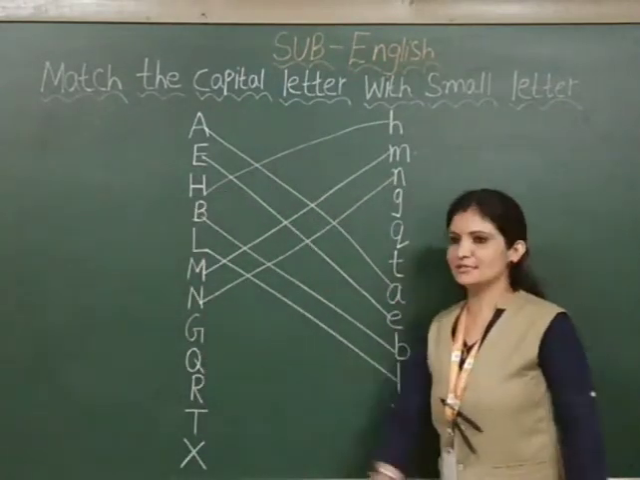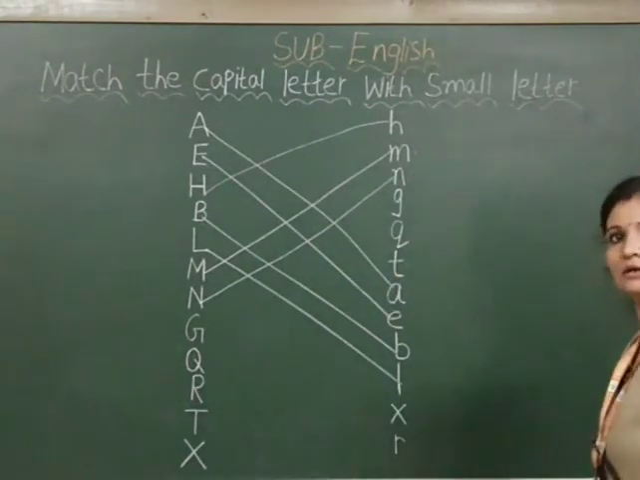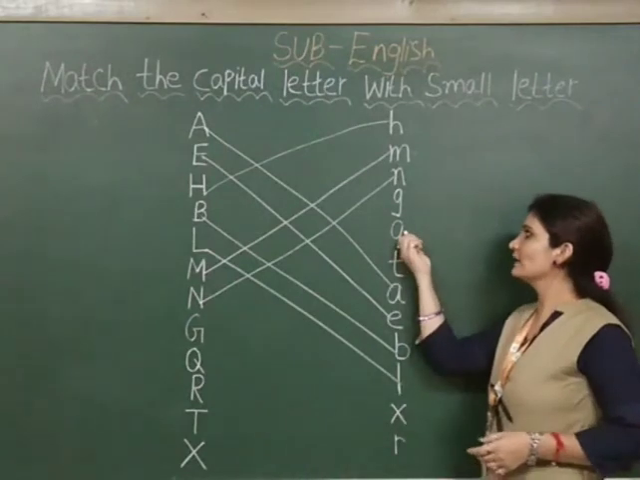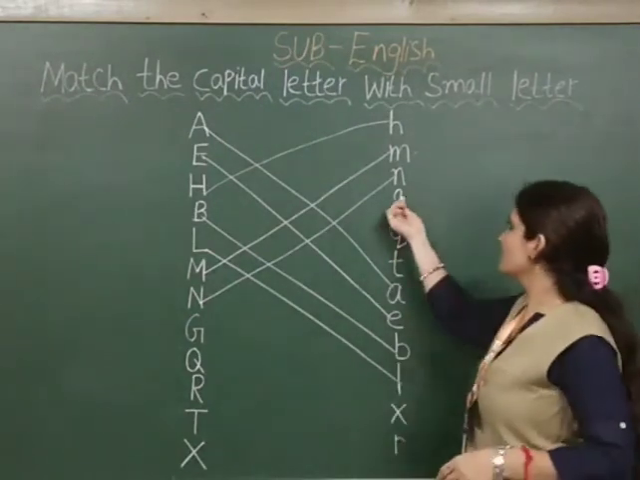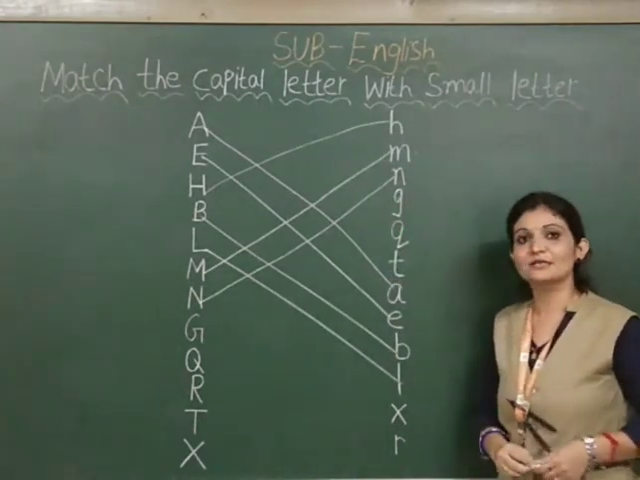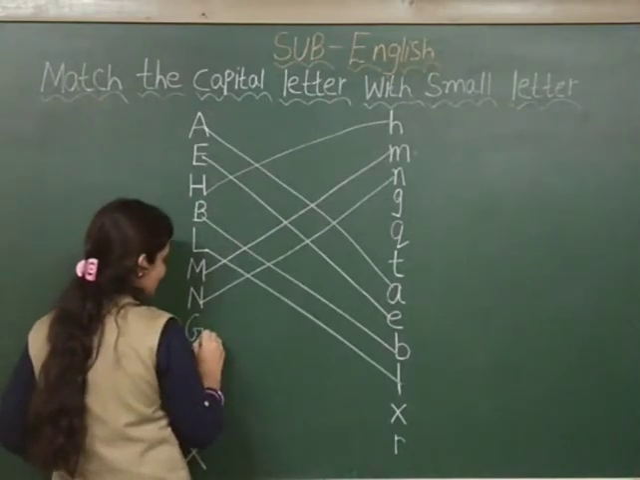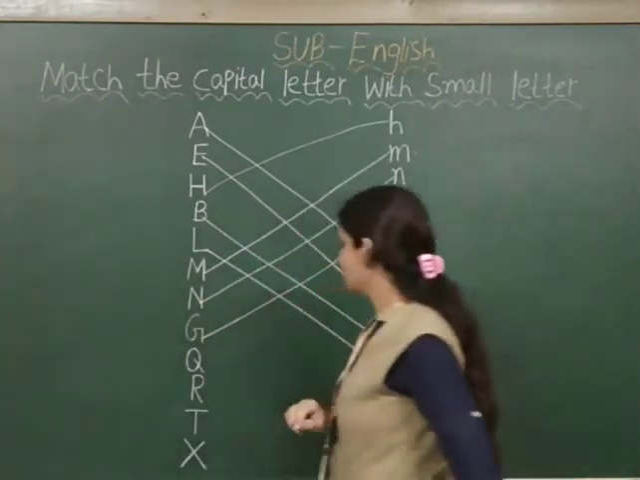Now which letter is this? This is capital letter G. G for gun. Now where is small letter G? This one? No. This is small letter Q. This one? Yes. This is small letter G. Now what do we have to do? We have to make one line like this.